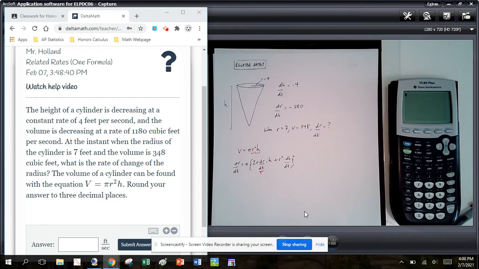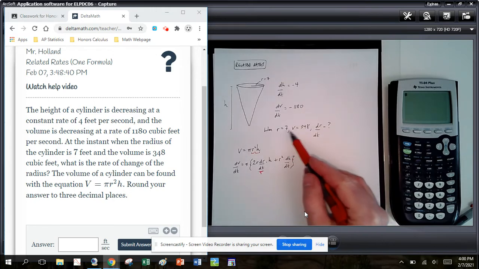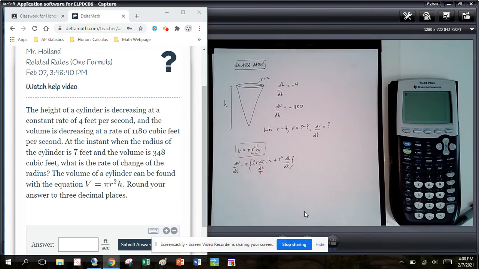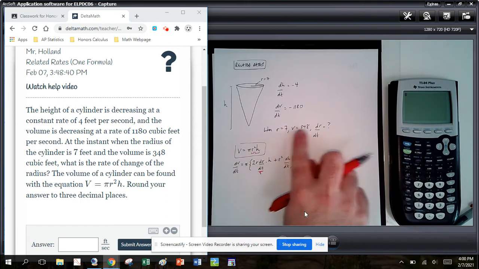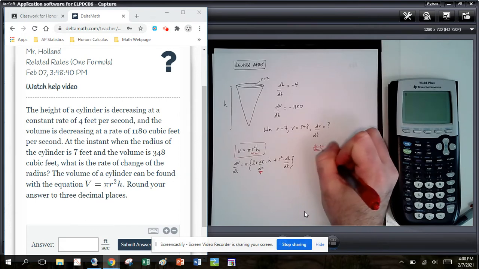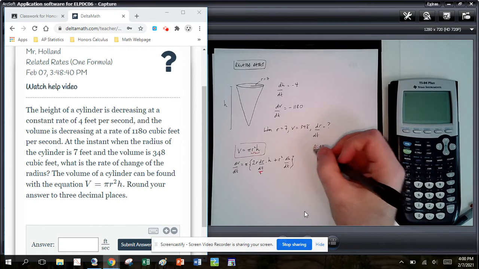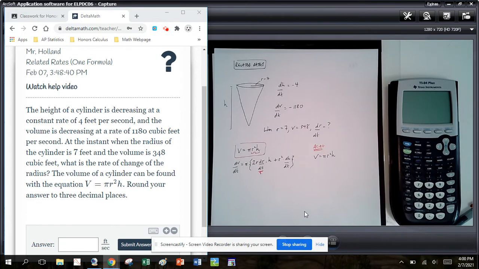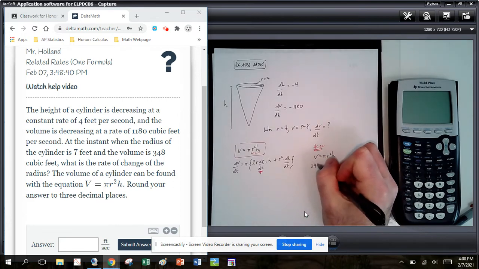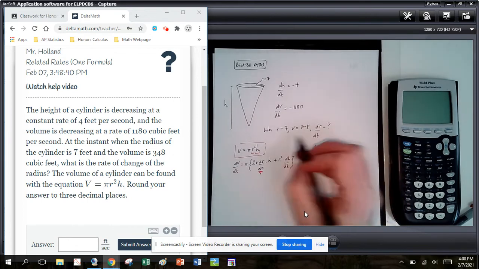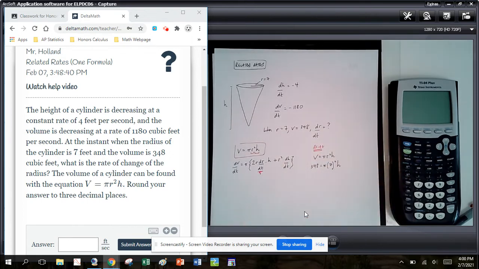However, I can find that out because I know that r is 7 when the volume is 348. And because I know that this is my formula for the volume, I can plug these two values in to come up with the height. So let's just do that as a little aside to find h. So here we go. I know the volume is equal to pi r squared times the height. I know everything is happening at 348 for the volume, and that's going to equal pi multiplied by the radius squared. So again, I know the radius is 7, but I don't know what the height is.